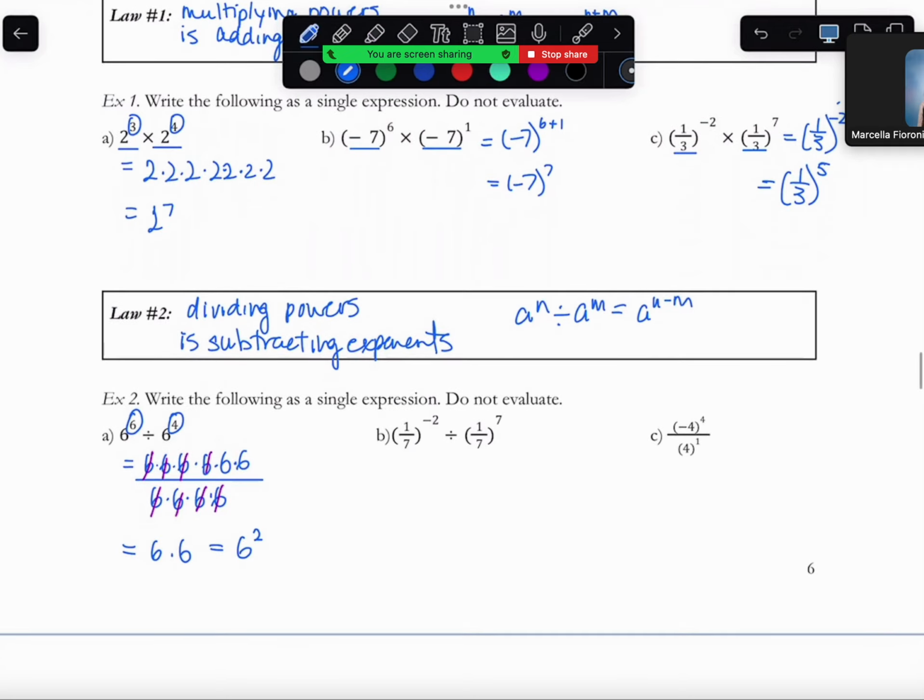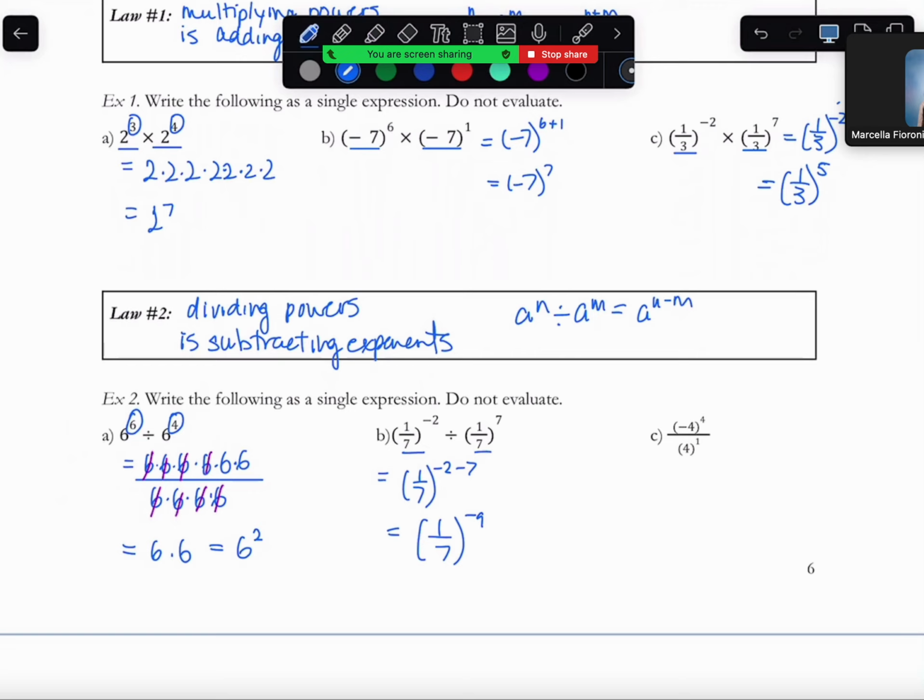All right, so same deal here. As long as the bases are the same, I am allowed to do that. And I'm trying to trick you here. So I have -2 subtract 7. So 1/7 to the power of -9. There we go. Now, if I look at the next one, I can see there's division.